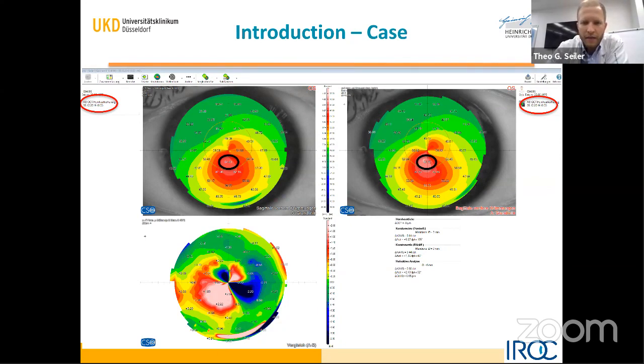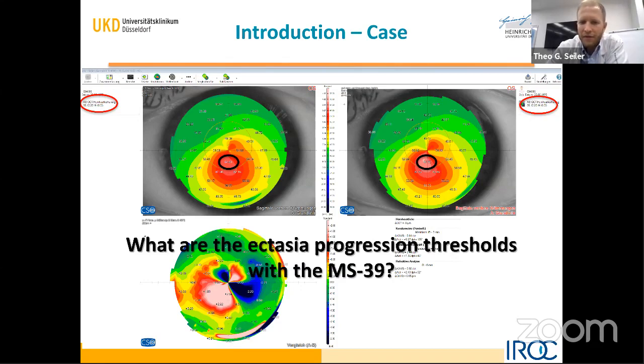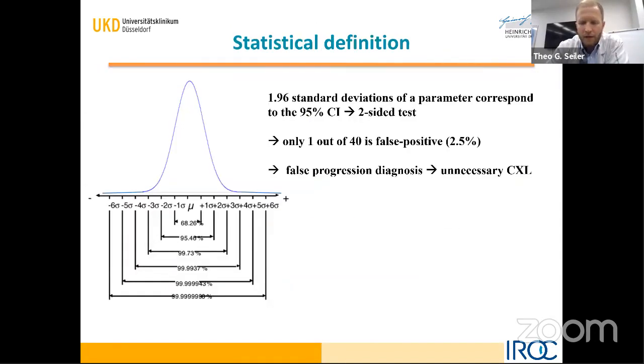And here I would like to point out what the ectasia progression thresholds actually are using the MS39 in keratectasia. First, I would like to give a small excursion into statistics, how progression is defined from a statistical point of view. On the left, you see a normally distributed population, which shows that if you do an infinite amount of measurements, in a normal parameter you get such a distribution, meaning that you get a mean plus minus one standard deviation.